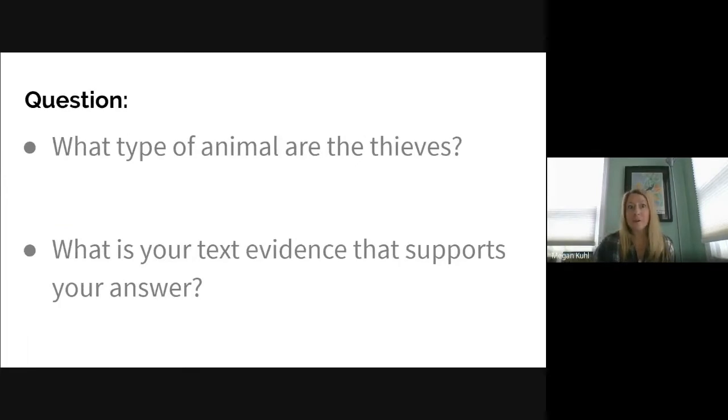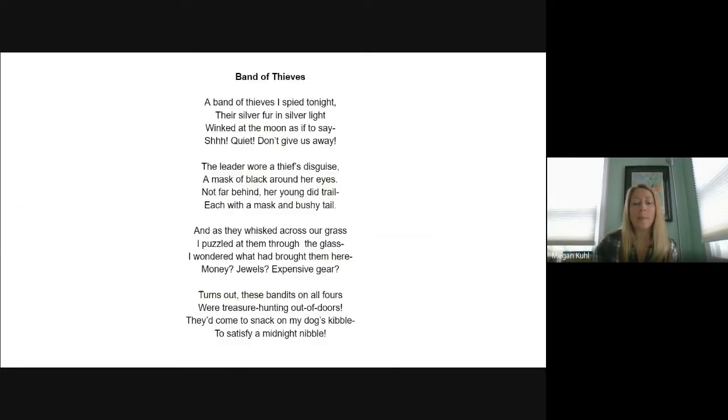and answer this question. What type of animal are the thieves? So we know the thieves are a type of animal now. What type of animal are the thieves? And what is your text evidence that supports your answer? So let's go back to the poem. And you can pause the video now and look for your clues so you can draw a conclusion about what this animal is.